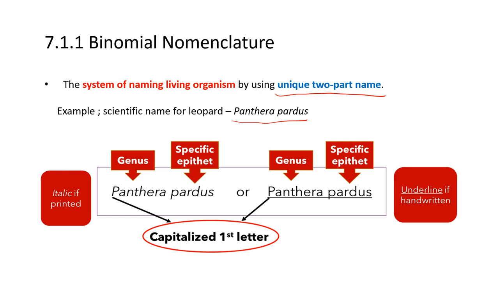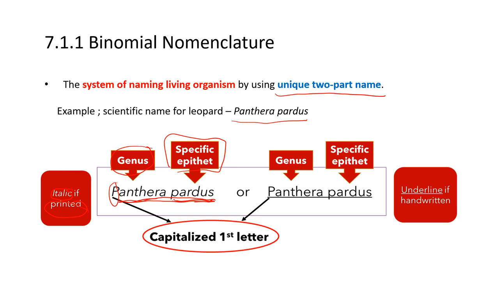If this scientific name is typed or printed, it must be in italic form, like this one. Panthera pardus. The first name is the genus name, and the second name, pardus, is the specific epithet. When you write the scientific name, the first letter must be capitalized and the rest are small letters, including the second name, the specific epithet, which must be in small letters.